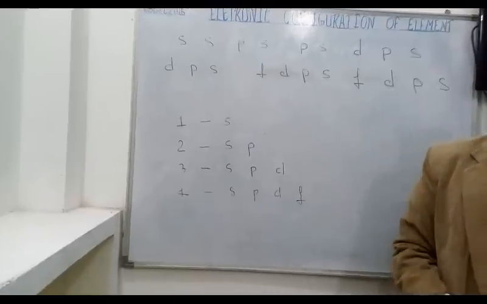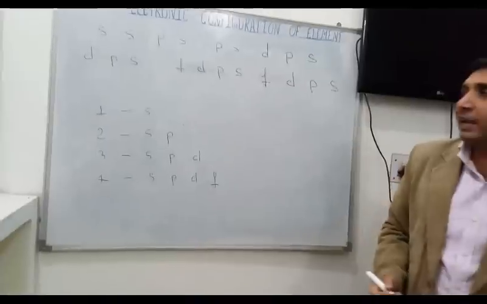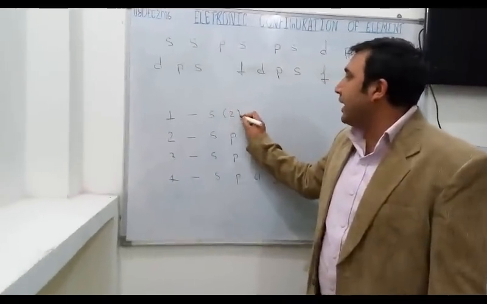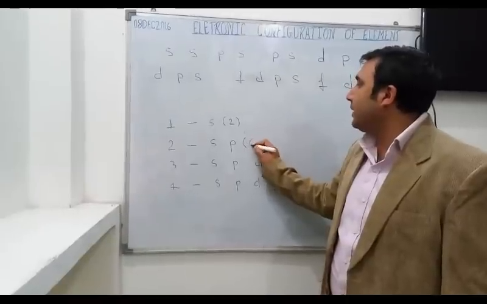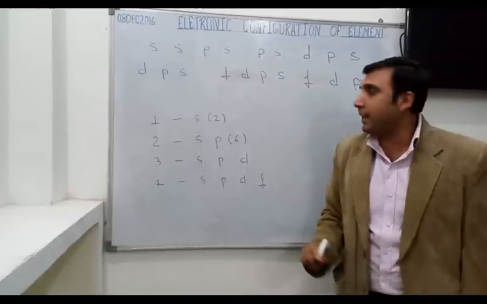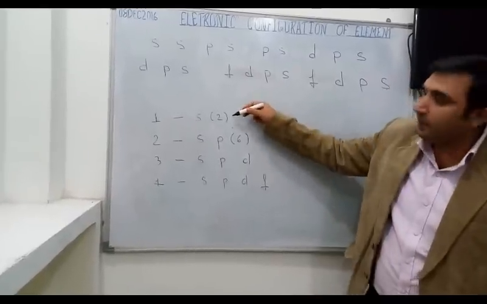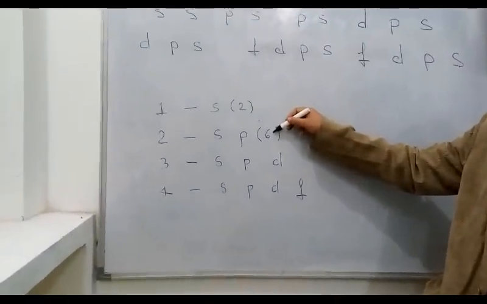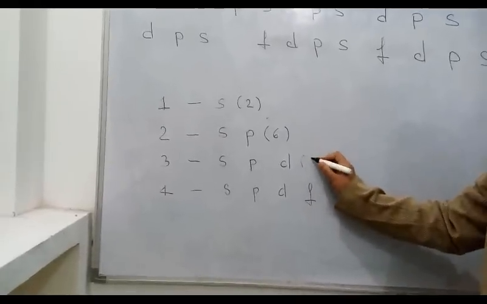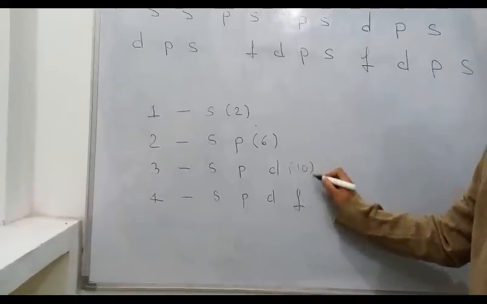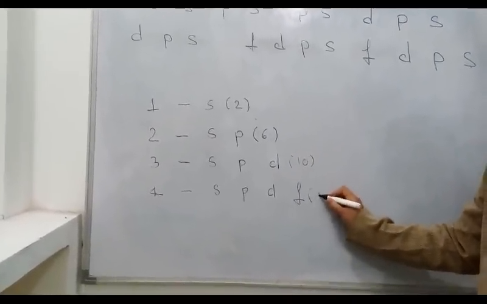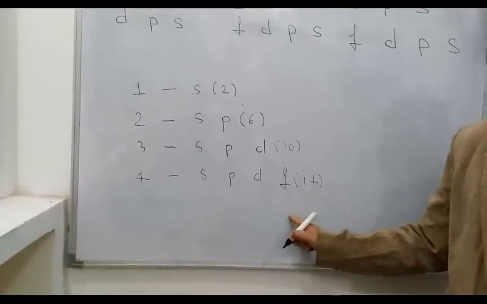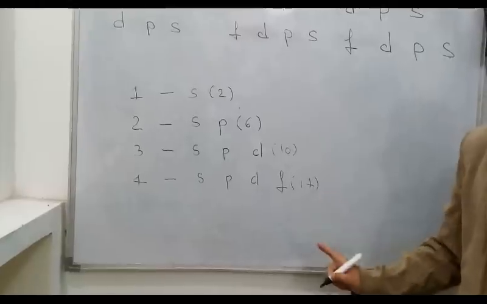Now we need to know how many electrons we can fill in each orbital. In S we can fill 2 electrons, in P we can fill 6 electrons, and in D how many electrons? You can see the pattern here also. After 2, what is the common difference? 4. So in D we will have 10. In F we will have 14. If we consider G, it will be 18 electrons.